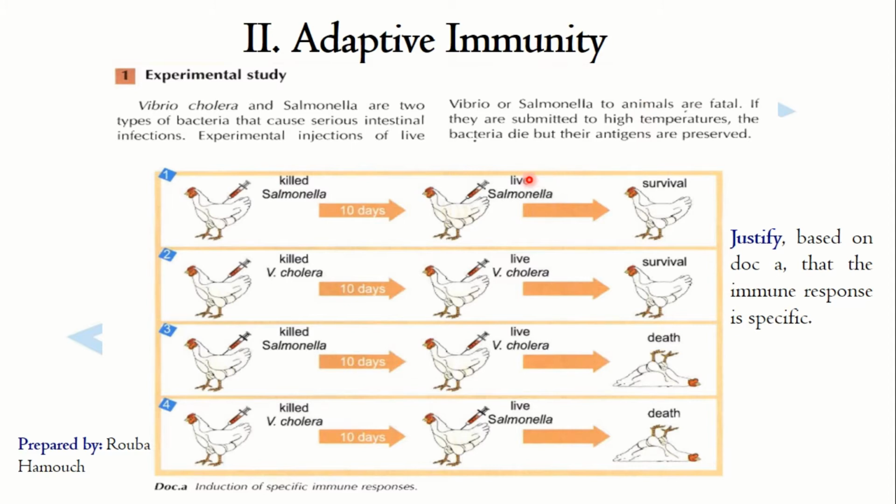So, we submit these two bacteria to high temperatures so that the bacteria die, but their antigens are preserved. This is called killed bacteria. When the bacteria are submitted to high temperatures, they die, but they can still trigger an immune response. The question is: justify, based on document A, that the immune response is specific. Take a few minutes to answer this question.